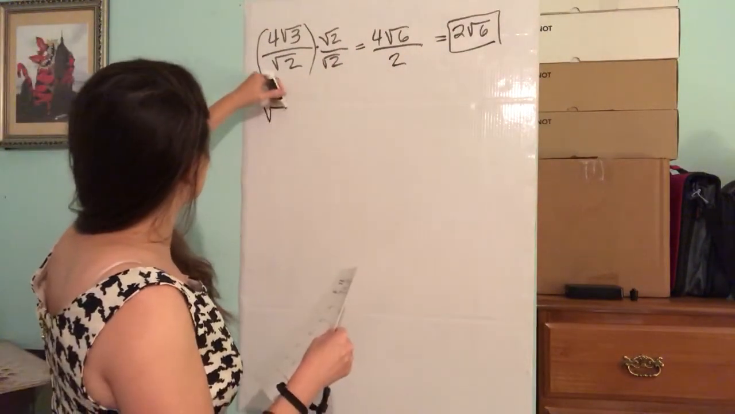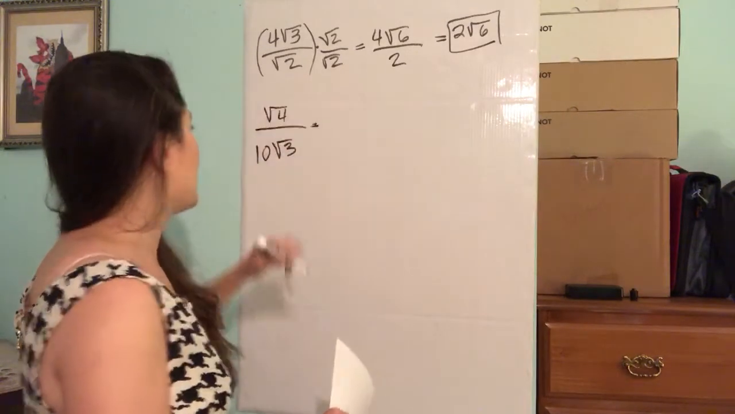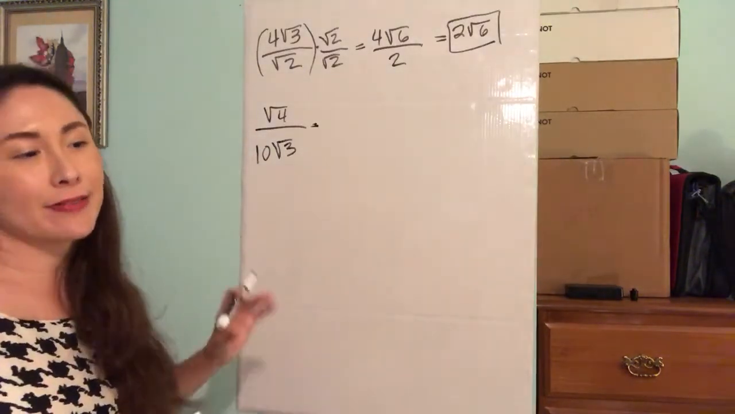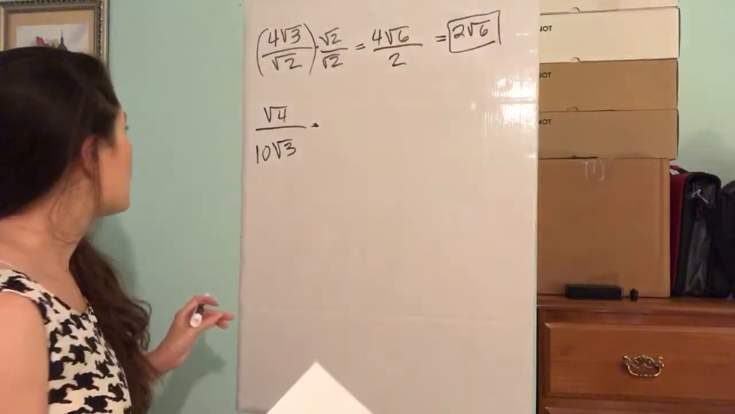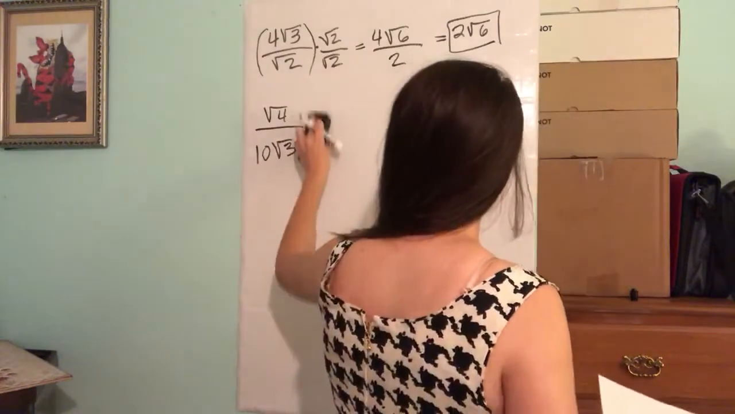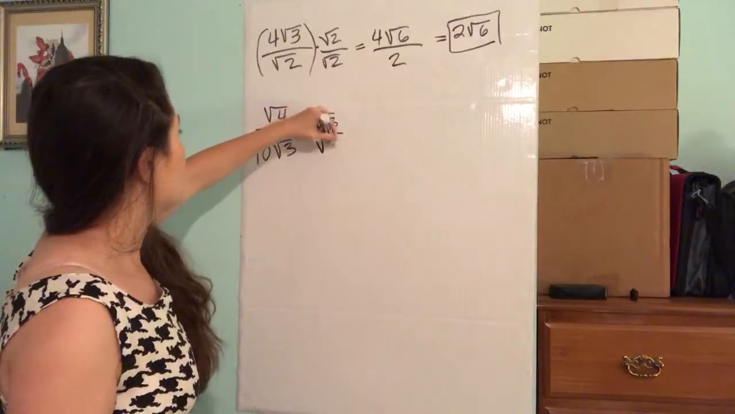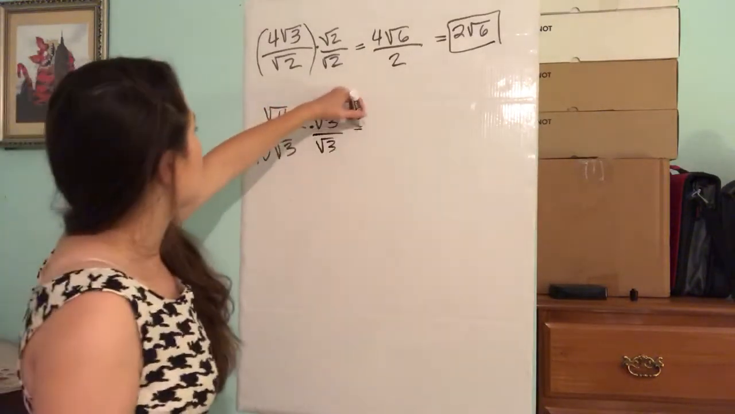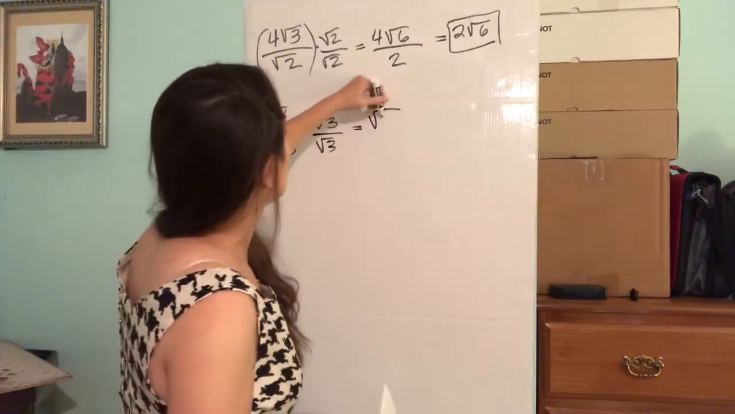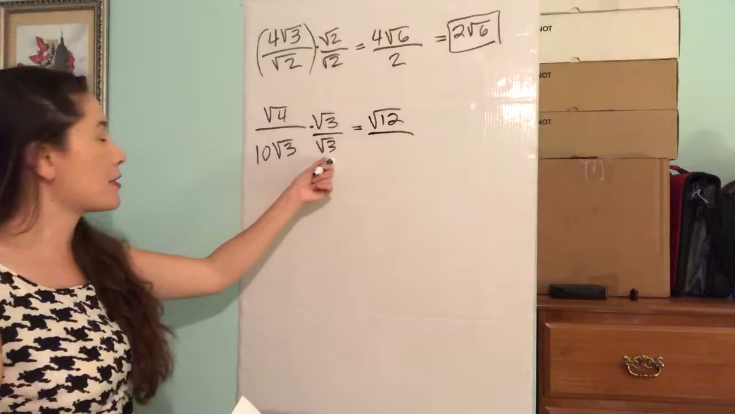Okay, we got square root of 4 over 10 times square root of 3. Again we have a fraction with a radical in the denominator, and we don't like that. It's not fully simplified in this form, okay? So again we want to multiply both top and bottom by square root of 3 in order to get rid of this radical in the bottom. So this is going to be square root of 3 times square root of 4. That'll be square root of 12.